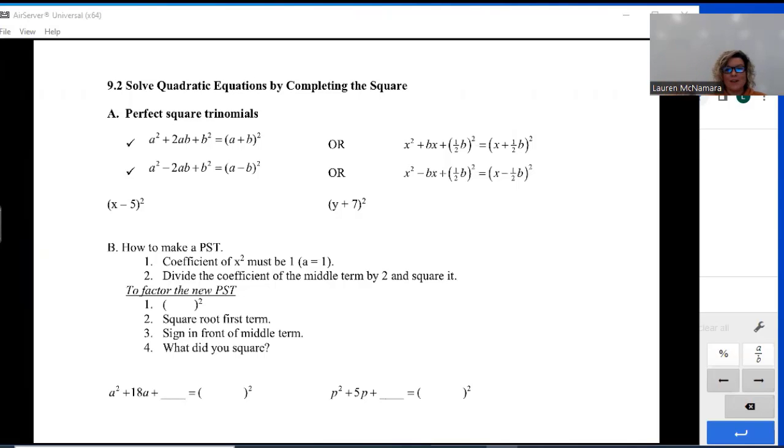Hi, everyone. Welcome. Today we are going to talk about solving quadratics by completing the square. So you need to make sure that you understand what it is to complete the square. First thing we're going to do is review perfect square trinomials.